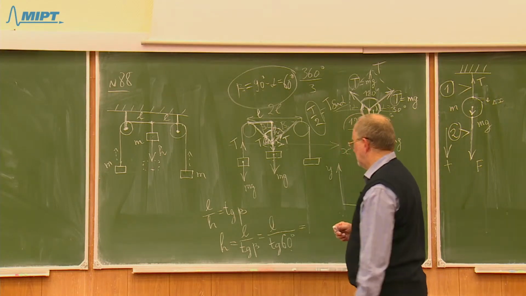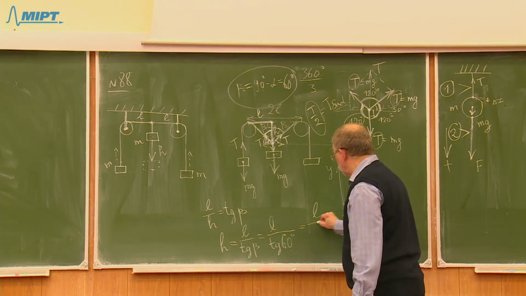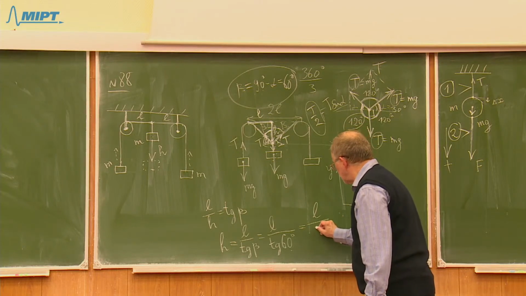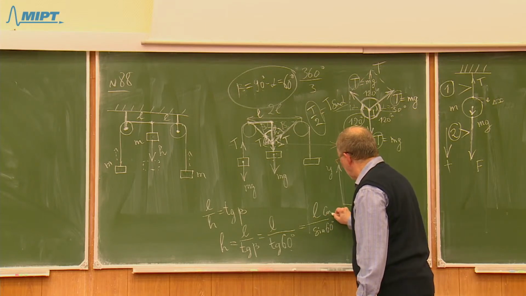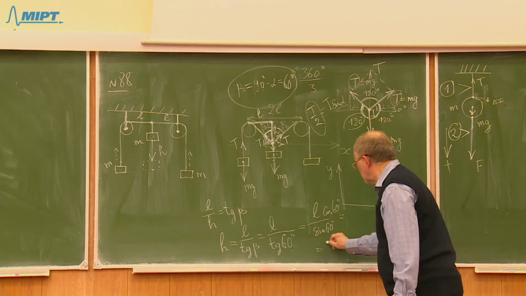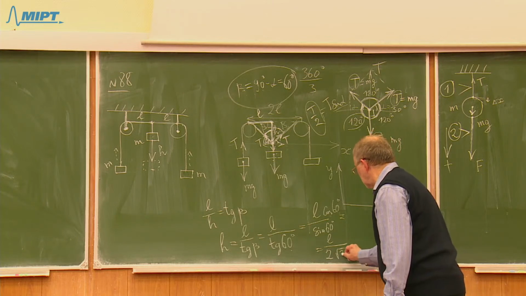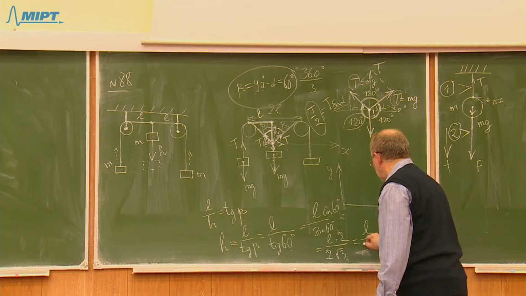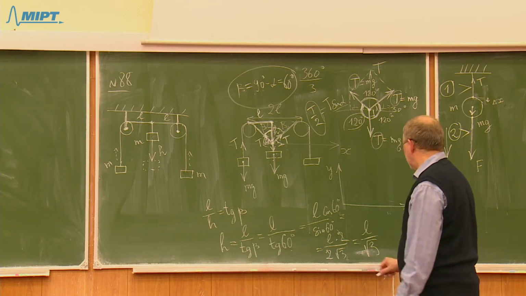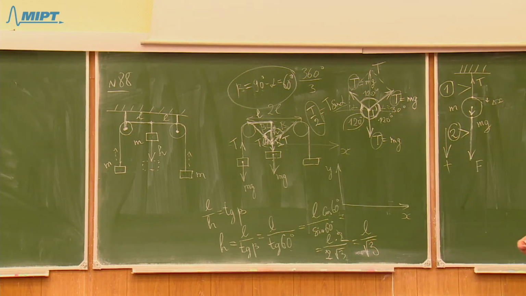That's it. I don't remember what tangent 60 degrees is, but I know that tangent is sine divided by cosine. And I remember that cosine of 60 degrees is 1 over 2, and sine of 60 degrees is square root of 3 divided by 2. So the 2 will cancel, and the final answer will be L divided by square root of 3. Is it correct? Seems to be correct.